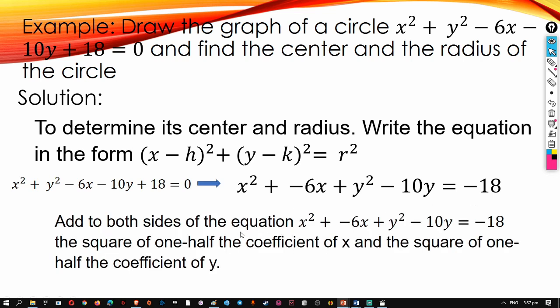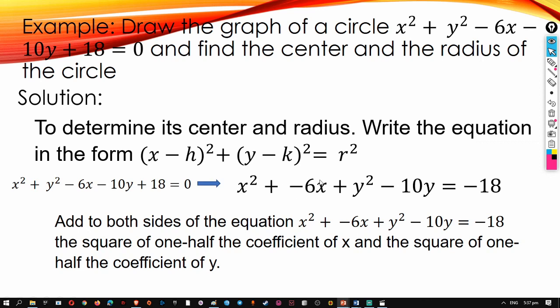So, we are going to add to both sides of the equation the square of 1/2 the coefficient of x. So, bakit? Kailangan ma-convert na x. We call it completing the trinomial. Kailangan to make it a perfect square trinomial. Di ba, pinag-aralan dati nung grade 8 kayo. To complete the square, you are going to get 1/2 the coefficient of x.